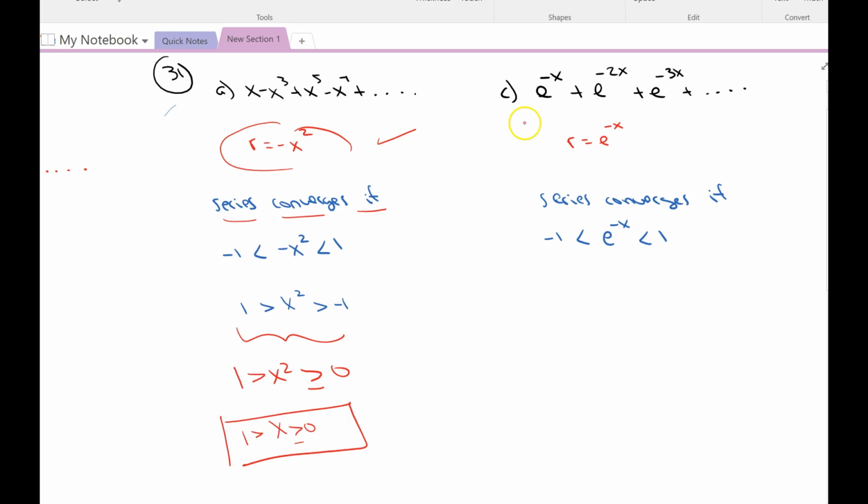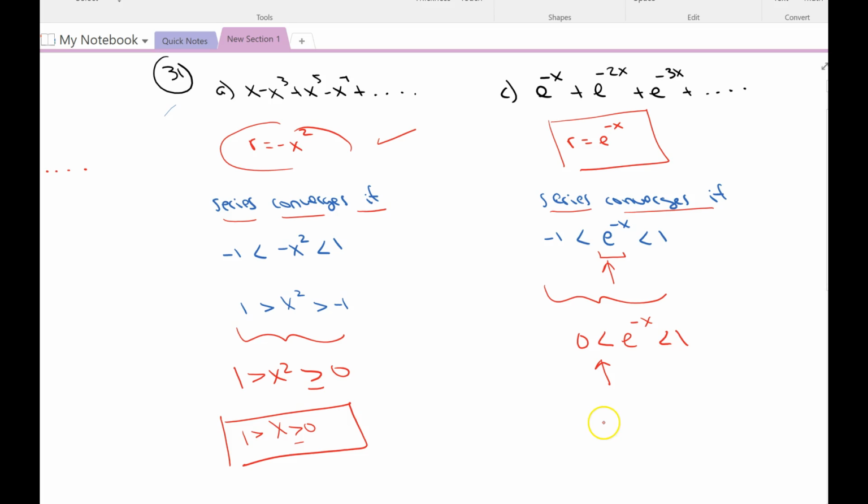A similar thing happens in 31C. Here is the infinite geometric series. It is geometric, so I have to find what r is. I know the series will converge if e to the negative x is between -1 and 1. But e raised to a power will never be negative, and it will never be 0. So this interval can be shortened to here. I'm not including 0 because e to the negative x cannot equal 0. So now e to the negative x is between 0 and 1, right?